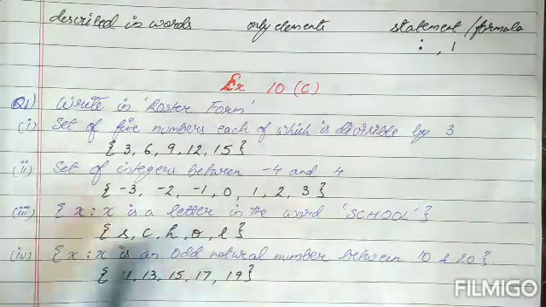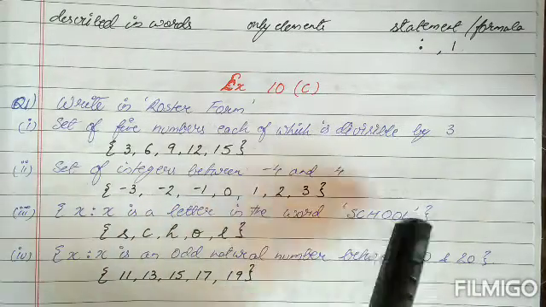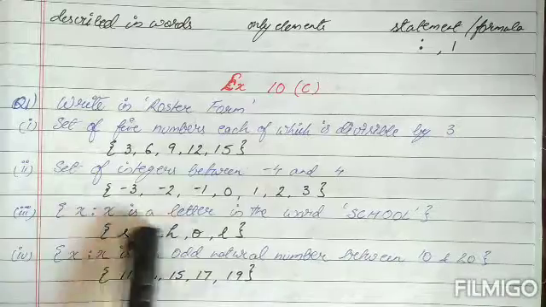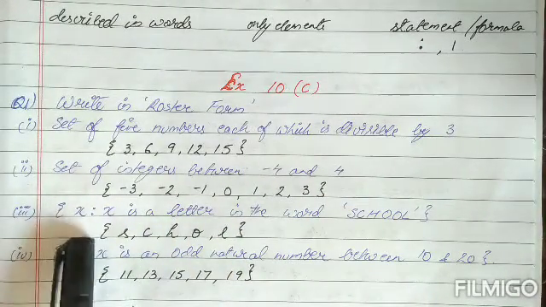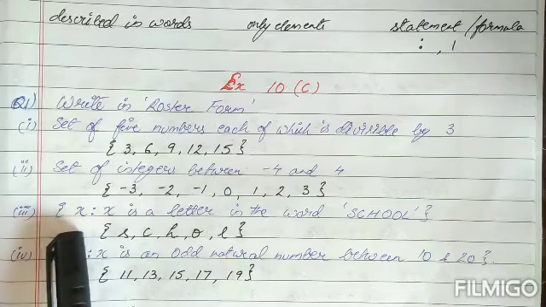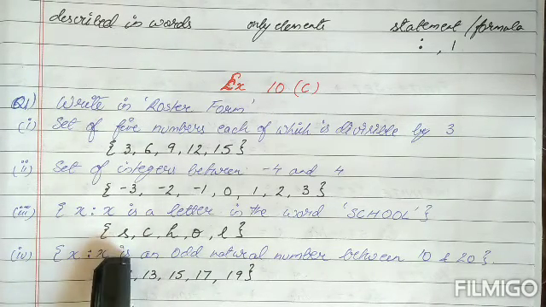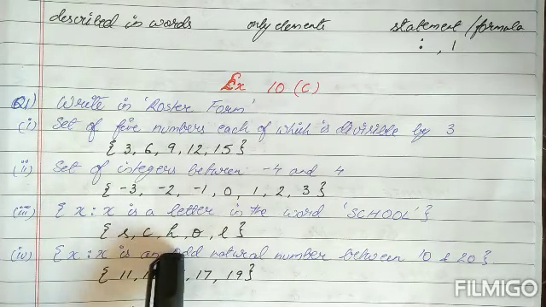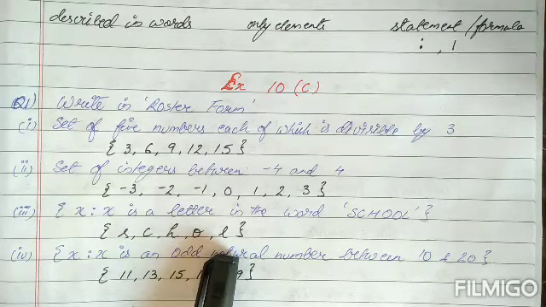In the braces you have X is such that X is a letter in the word school. Right. This is written in the set builder form, children. This is written in a set builder form because we have made use of the dot. See, and we read it as X is such that. Okay. And what are the letters in the word school? See, S, comma C, comma H, comma O is taken only once, and then L. So this is how we write it in the roster form.